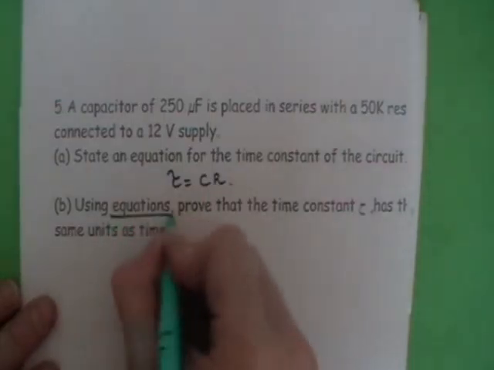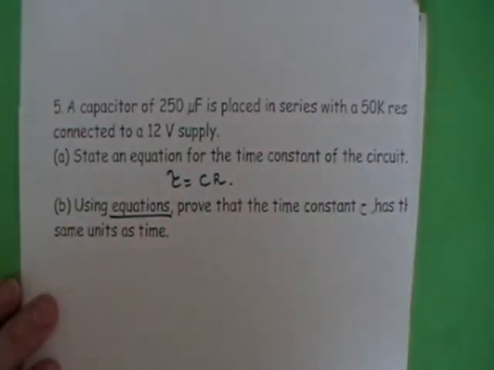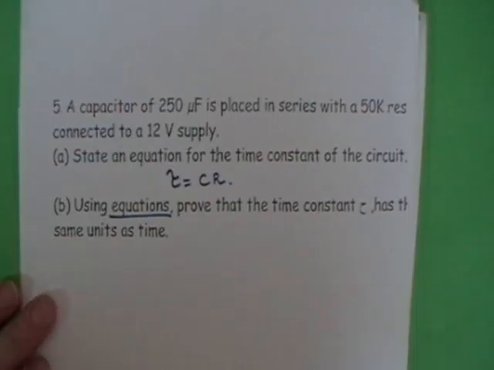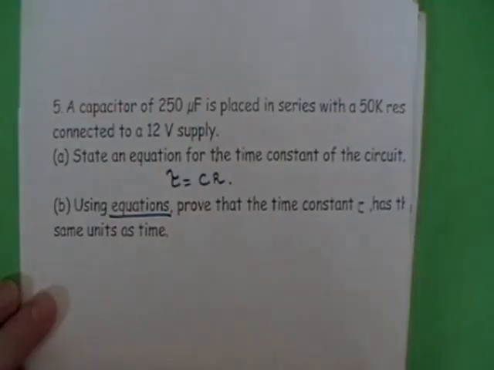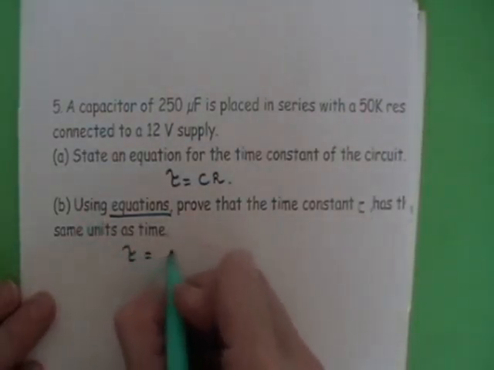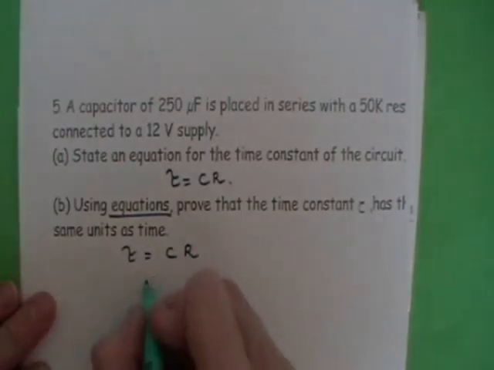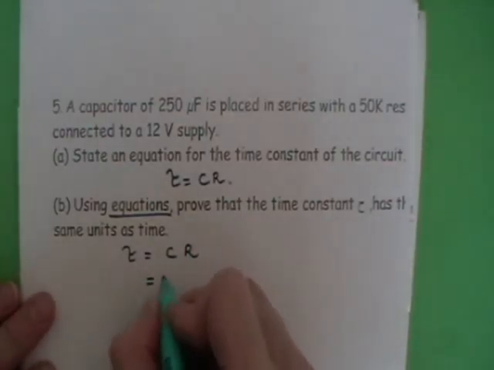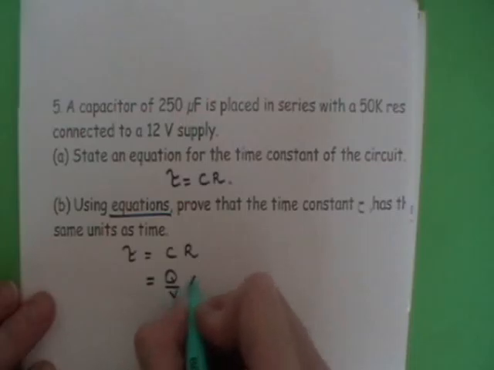Using equations, now you could do this with base units, but equations are far easier. The base units for capacitance and resistance are quite difficult to work out, and it's very easy to make a mistake. So if you have an option, do use equations. So we want to prove that the right hand side has got the units of time. So capacitance is Q over V. Resistance is V over I.